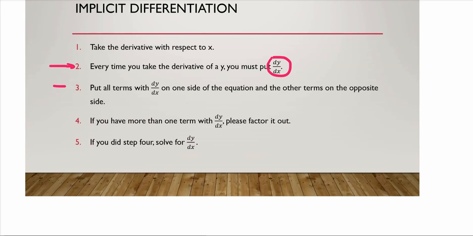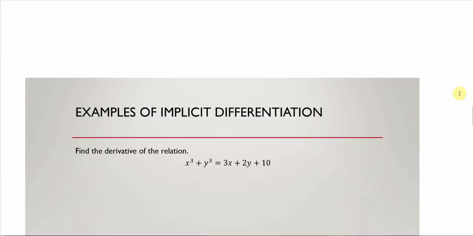So every time you take the derivative of y, you must put dy/dx. Now, if you end up with more than one dy/dx, you have to put all the dy/dx's on one side of the equation, and the terms that do not have a dy/dx go on the opposite side. Then to go from more than one dy/dx to one, you factor it out. Once you factor it out, that means you're multiplying, so you divide to leave dy/dx by itself. Let's see some examples.